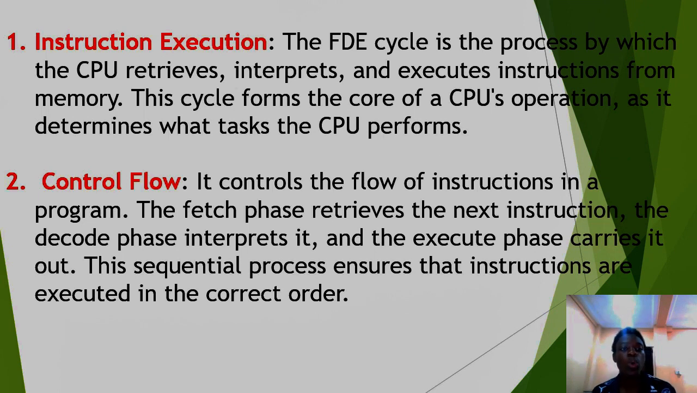Now we will see why the fetch, decode, execute cycle is fundamental to the CPU. 1. Instruction execution. The FDE cycle is the process by which the CPU retrieves, interprets, and executes instructions from the memory. 2. Control flow. It controls the flow of instructions in a program. The fetch phase retrieves the next instruction, the decode phase interprets it, and the execute phase carries it out. That's the control flow, the second importance of the fetch, decode, execute cycle.